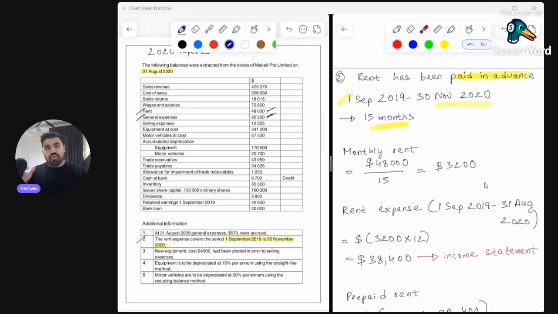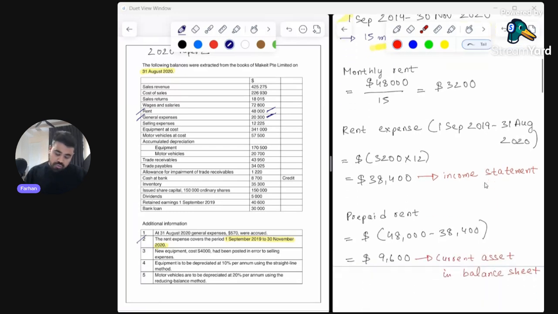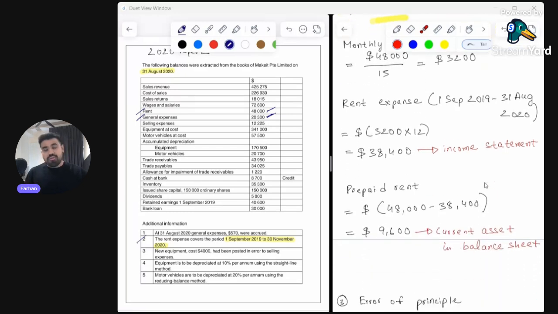So what happens to the remaining missing amount? First of all, the remaining missing amount refers to payment which we have already made in advance, and that is what we classify as a current asset, and we call it prepaid rent. The prepaid rent is for the 3 months of September 2020, October 2020, and November 2020. We know the rent on a monthly basis is $3,200, so the rent for these 3 months altogether would be $3,200 multiplied by 3, which is $9,600, right?